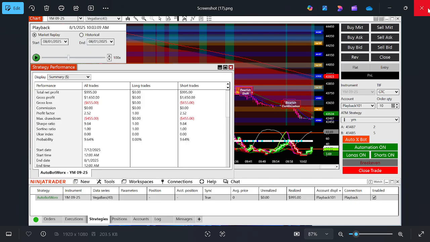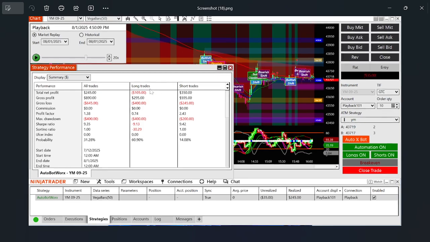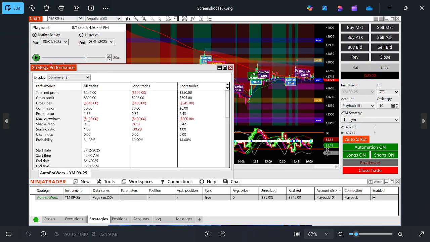outperformed the 20s. Okay, so we move up to the 50s. Our max drawdown dropped just a little bit more, not by much, and the gross loss was pretty much the same. The only problem with the 50 is that we only made $245 on the day. Okay. So there just aren't enough trades showing up, and our profit factor went down because of that, of course.